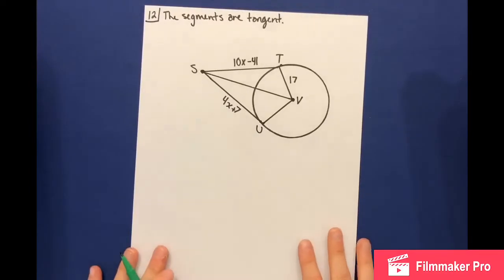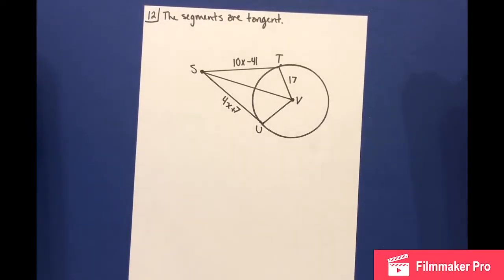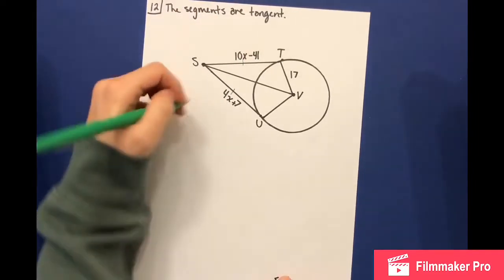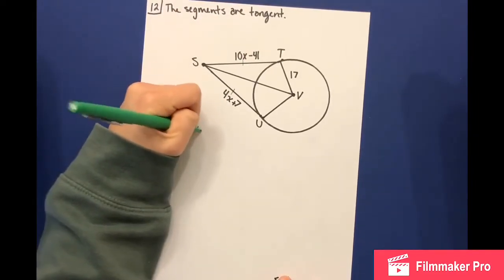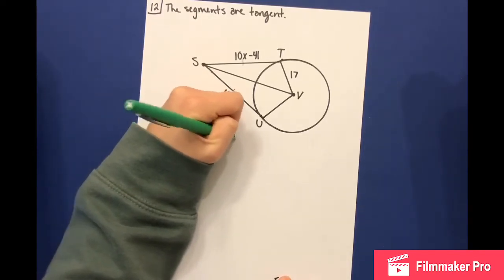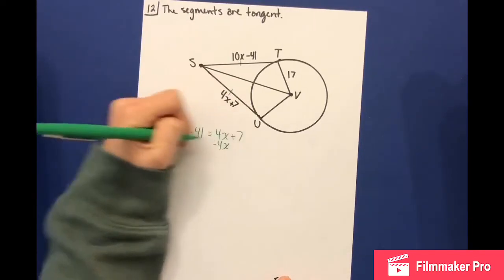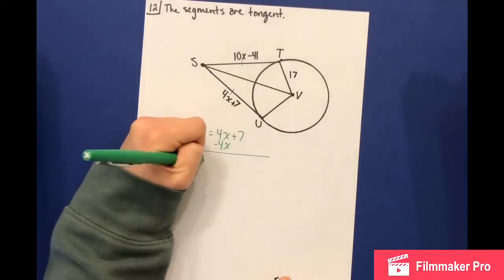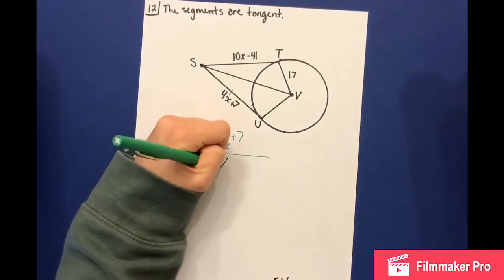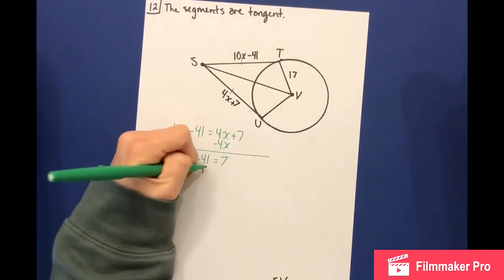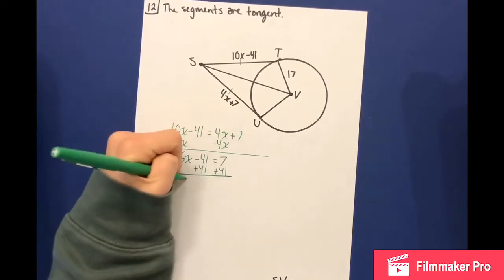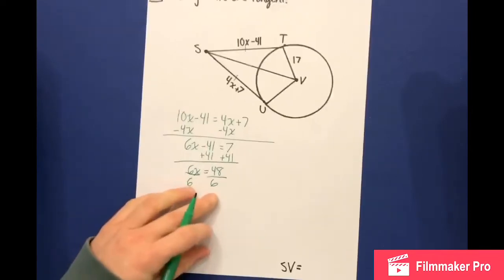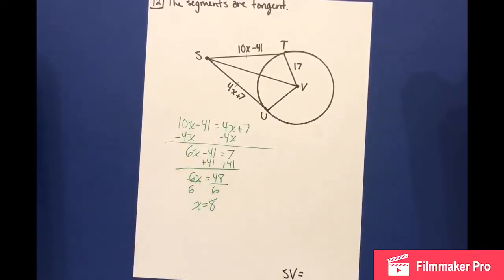Okay, so number 12, yet again, we can still assume the same. I can set those two equal to each other. I have 10x minus 41 equals 4x plus 7. Subtract 4x, subtract 4x. I get 6x minus 41 equals 7. I'm going to add 41, add 41. I get 6x equals 48, and I'm going to divide each by 6 to get x equals 8.